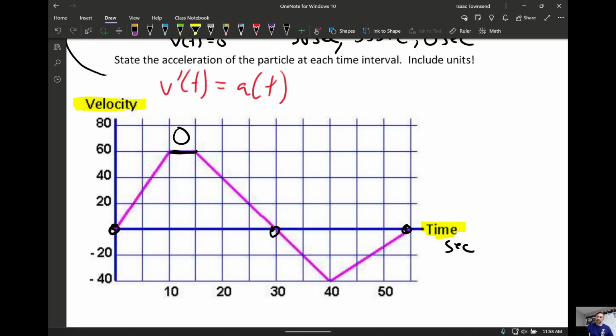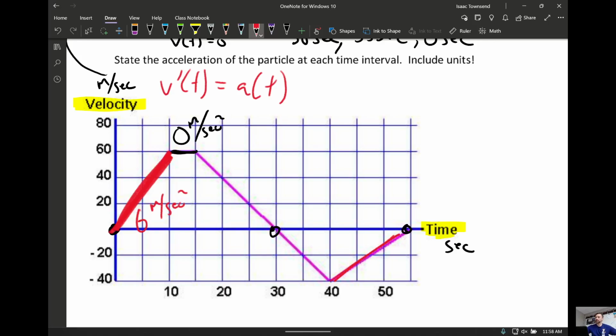Let's put some units here. Let's say velocity is in meters per second, so acceleration would be meters per second squared. How can I compute this acceleration? 6. Okay, and how'd you do that? 60 over 10. All right, rise over run is slope. Slope means derivative. Derivative of velocity gives you acceleration. So 6 meters per second squared.